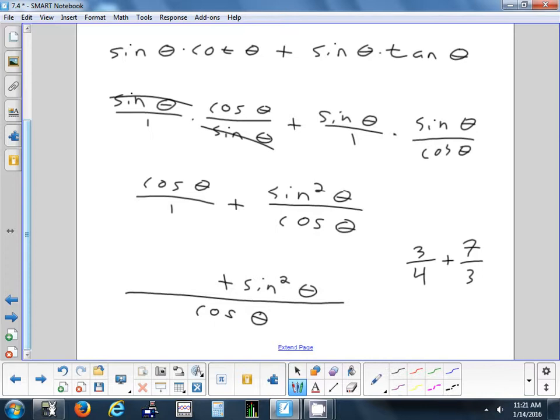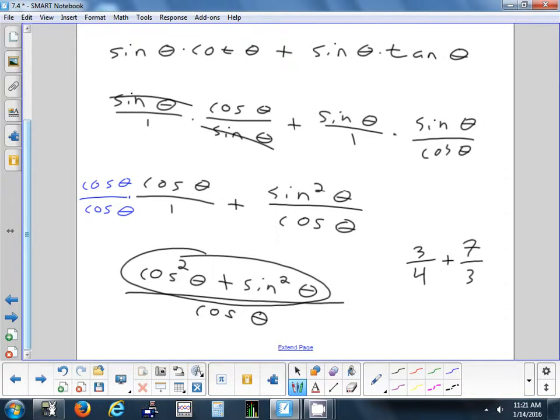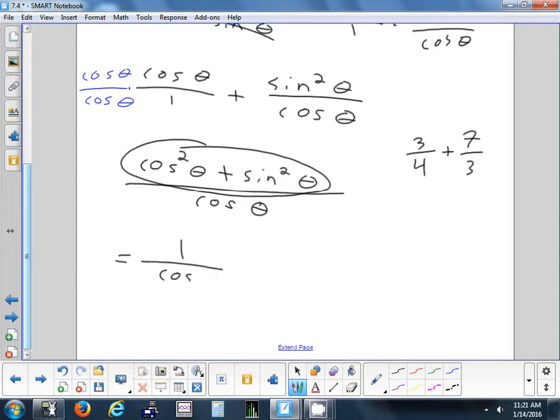Now for the one on the left, what would you multiply top and bottom by? Cosine over cosine. Now we have a common denominator of cosine. And what's cosine times cosine? Cosine squared. Why does this reduce to 1? That's a Pythagorean identity. On the paper, I think I wrote it as sine squared plus cosine squared, but cosine squared plus sine squared is the same thing. And now we get 1 over cosine, which is secant.